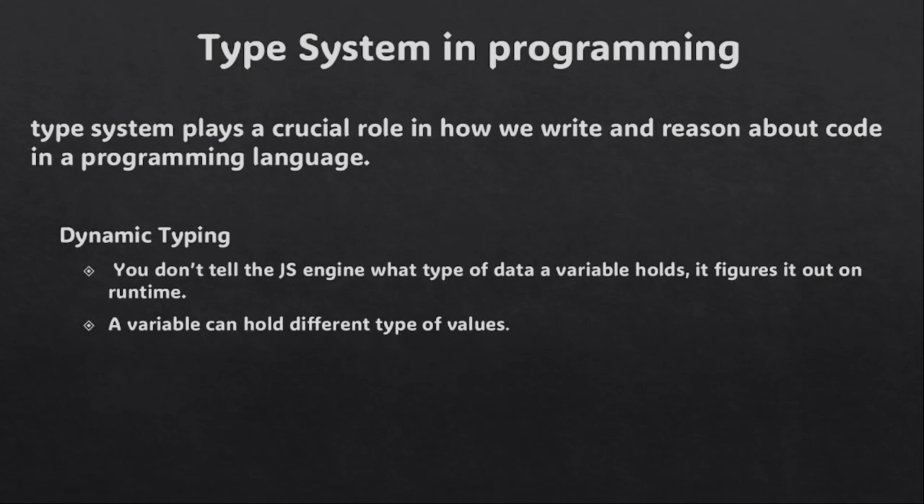In dynamic typing, you don't tell the engine what data type a variable should hold. The engine figures it out in runtime. A variable can hold different types of values.